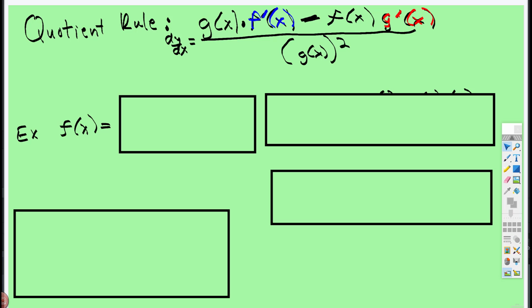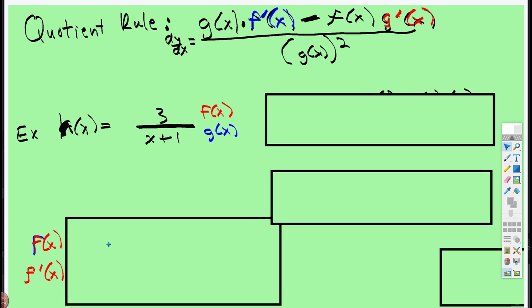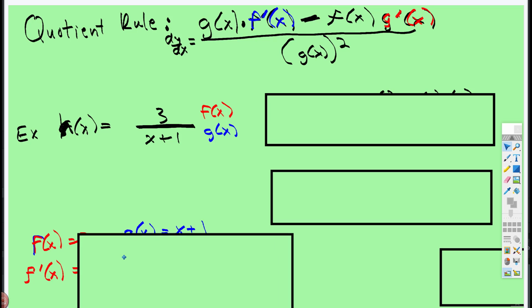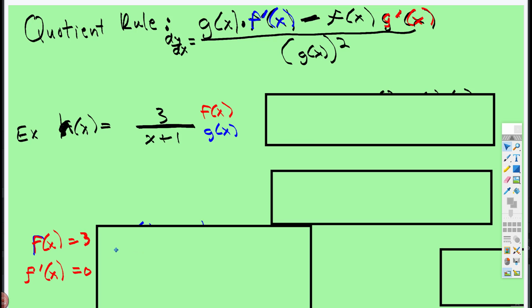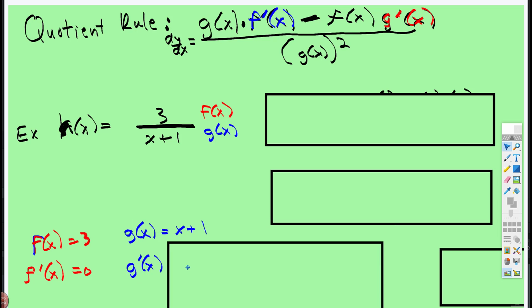So let me give you the original function. I'll call this h of x. Notice we have a rational function, 3 over x plus 1. That divide separates the numerator function divided by the denominator function. So f of x is just a constant function, and g of x is x plus 1. F is 3, the derivative of a constant horizontal line. The slope is 0. And then g of x, x plus 1.